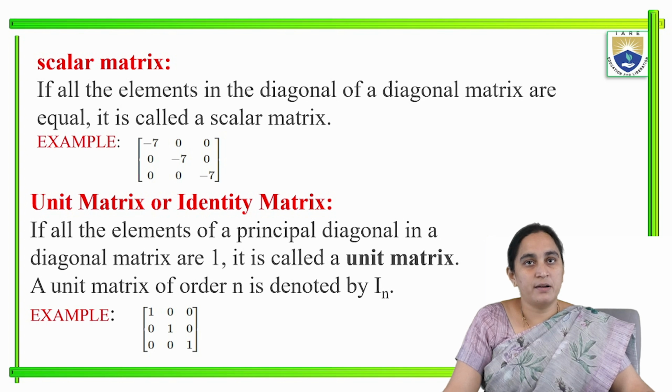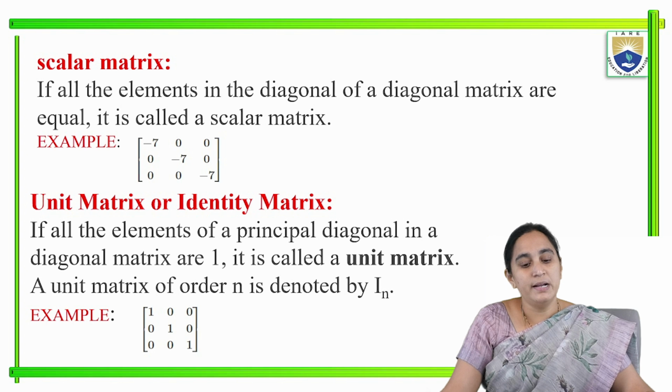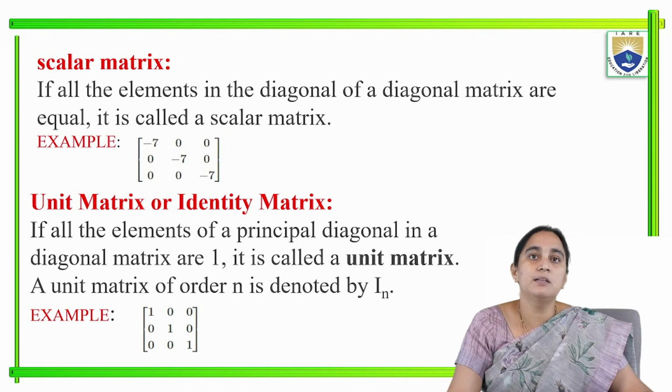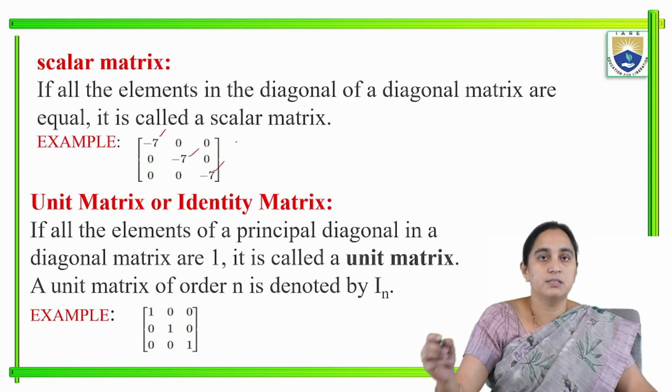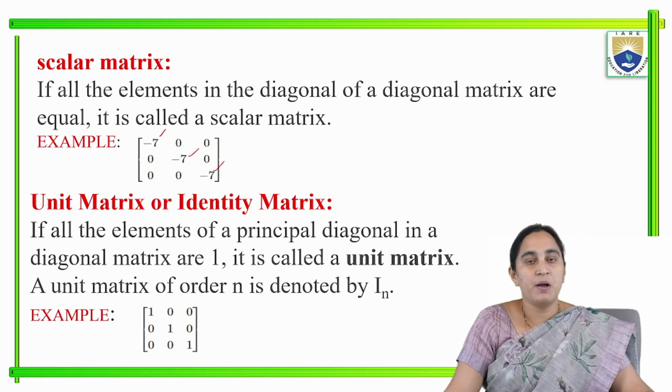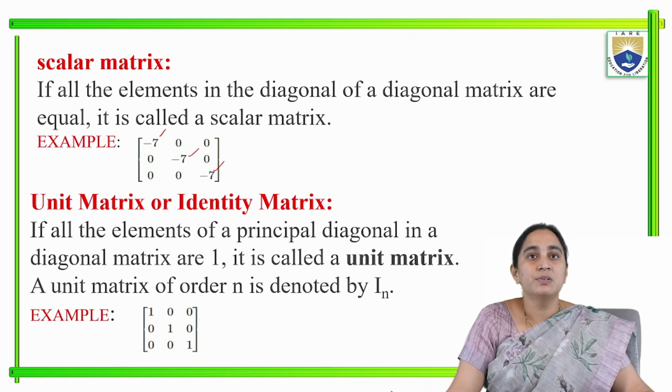Next, scalar matrix. This is also the same as the diagonal, with only a small difference. If all the elements in the diagonal of your diagonal matrix are equal, it is called a scalar matrix. Observe the example and what the diagonal elements are. Here, the diagonal elements are -7, -7 and -7. Therefore, in the scalar matrix, the diagonal elements are equal and the remaining elements are all equal to 0. This type of matrix is called a scalar matrix.